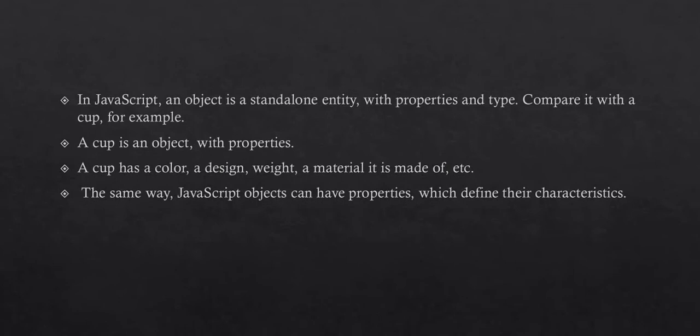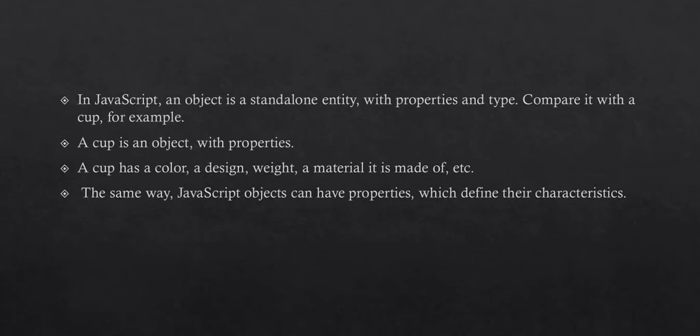If we compare it with a real-life example, for instance, I have a cup. A cup is an object with properties. A cup has a color, a design, a weight, a material it is made of, etc. Every cup has its properties. In the same way, JavaScript objects have properties which define their characteristics.